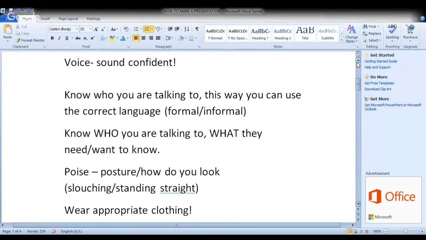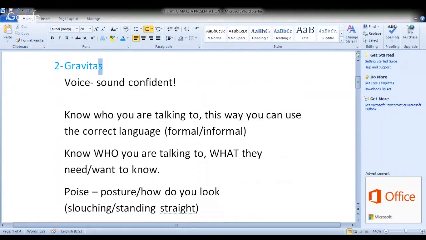Good. So all of this is within the word gravitas. Gravitas means all of this. Okay, it's your voice. Do you sound confident when speaking? You want to sound confident. If you believe in yourself, they will believe in you. You can lie to them as long as you sound confident. Okay, not that you should lie, but I'm just saying. So that's the first thing of gravitas.